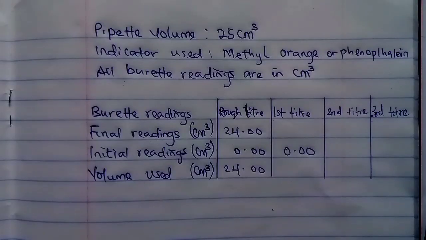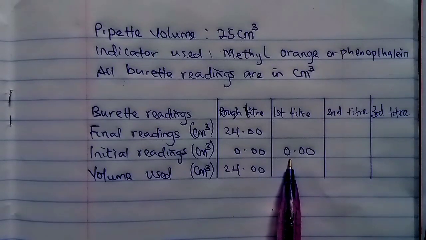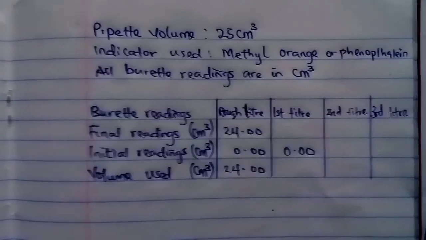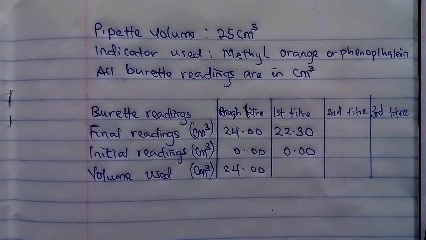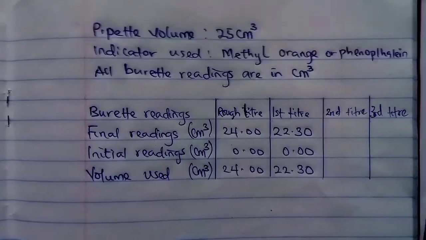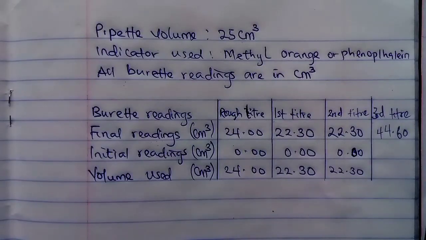This is the initial readings. You can have different values here. Therefore, 22.30 minus 0.00 will give us 22.30. I know you will be wondering how I managed to have 22.30 without mistake. It's not manipulation, it's actually work done.